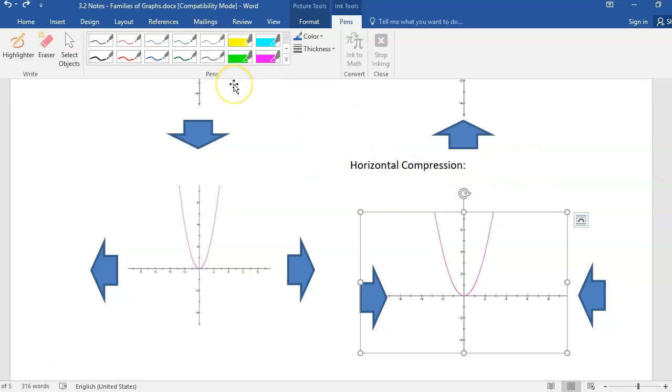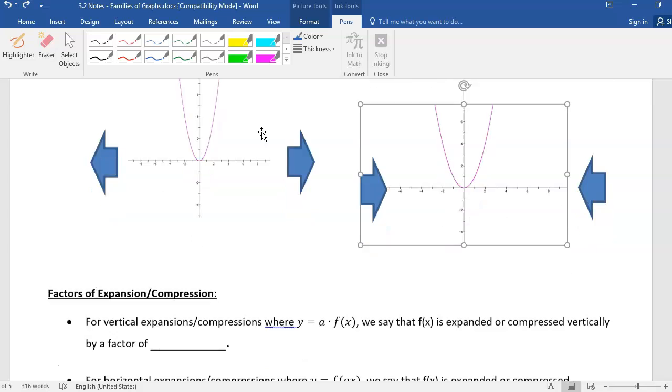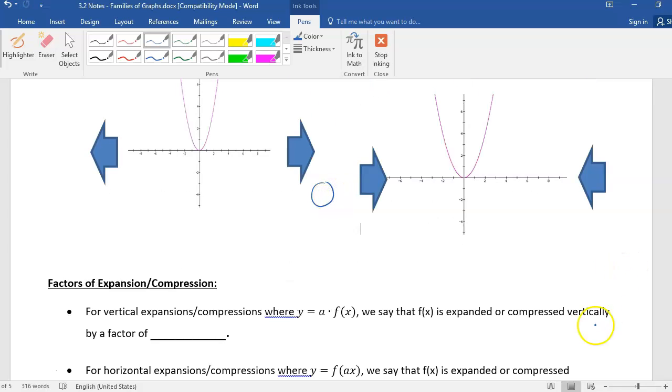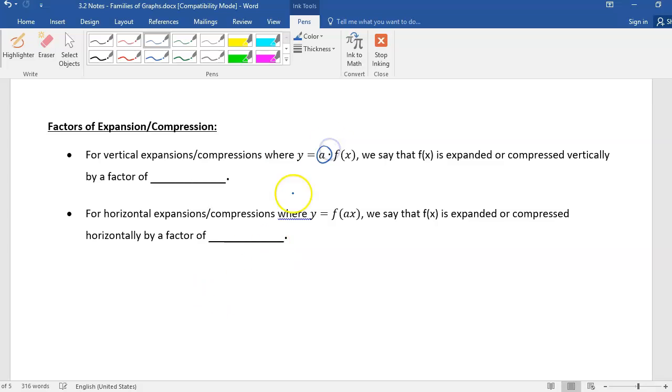Okay. Questions? Okay. Factors of expansion or compression are something else we need to know. Just like the other stuff, vertical expansions are whenever the number that you're dealing with is on the outside of the function. So this is like when you've got y equals 2x squared. A vertical expansion or compression is easier. It's just expanded or compressed by that factor of whatever that number is. Just a. Or in this particular case, it'd be 2.